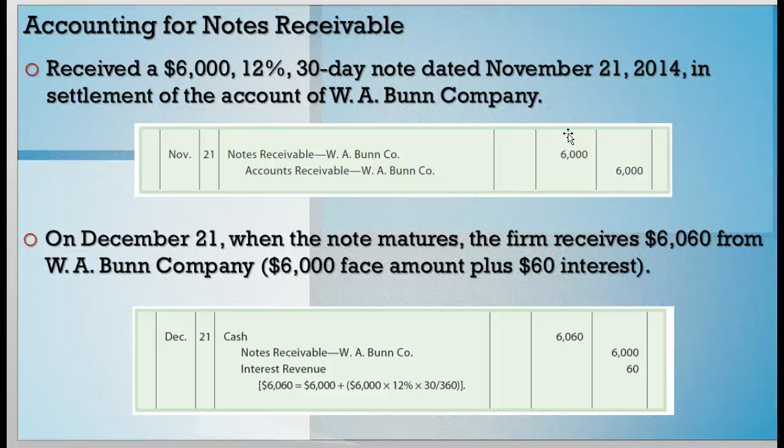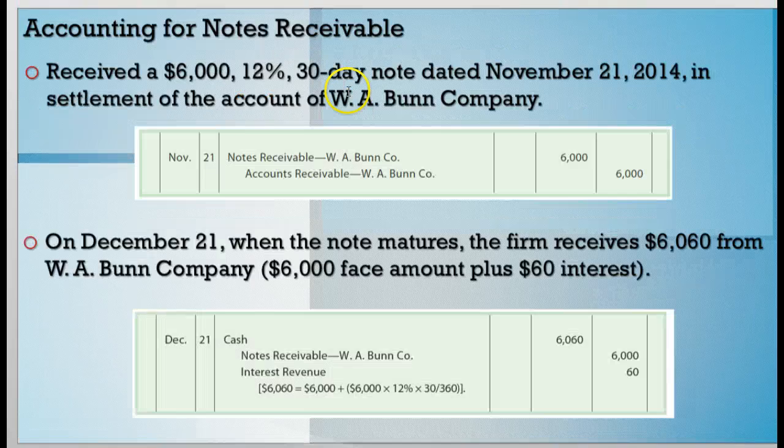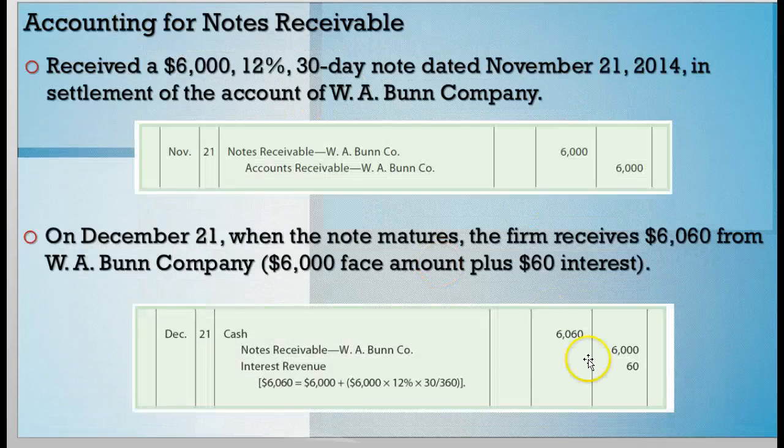They received a $6,000 note at 12% for 30 days, and it was dated November 21st, 2014, for an account of a bun company. So they already have it in accounts receivable, and they're going to take it out of accounts receivable and put it into notes receivable. First general entry. Takes it out of a receivable and puts it into a note receivable. On December 21st, right here, they've paid it.